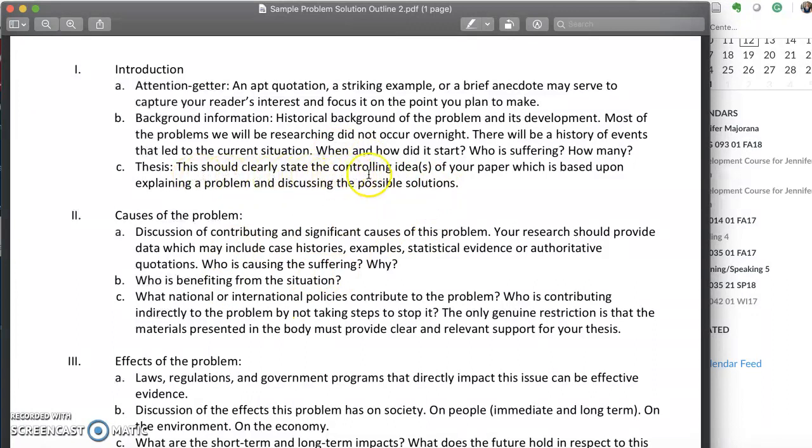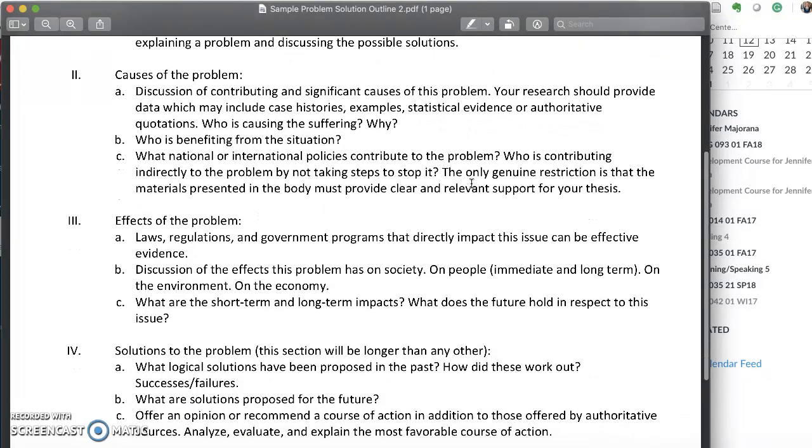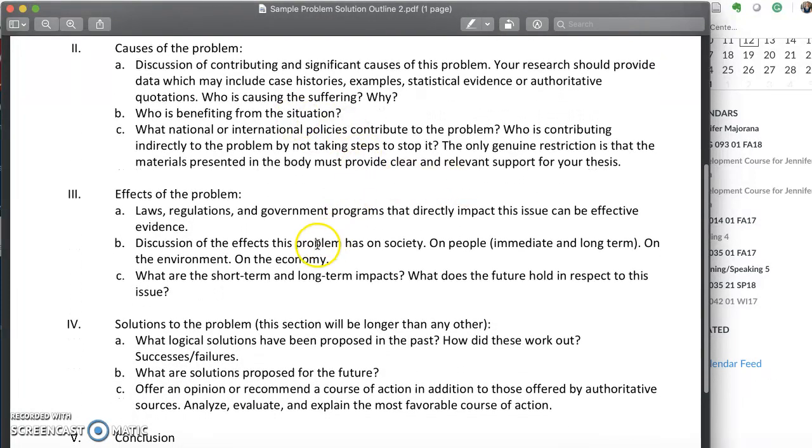Okay, and then your thesis statement. This should clearly state the controlling idea of your paper, which is based upon explaining a problem, discussing the possible solutions. So your controlling idea basically means which solution you're going to advocate for in this context. Okay, and then the causes and the effects. So this is another way that you could break down your first section, which is describing the problem. So if you have a lot to say about the problem and not as much to say about the solution, you might want to go this route.